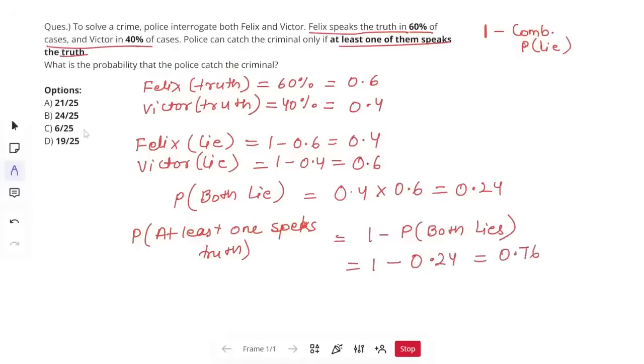Now we do not have the options in decimals, so we will convert this to fractions. So 76 by 100. Now we will cut it off, and then the final will be 19 by 25. So the correct answer is going to be 19 by 25, which is option number D for this question. Hope you have understood it. If you have any doubts, you can ask me in the comment section.